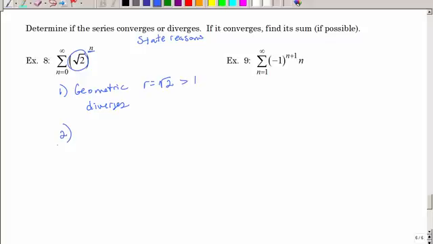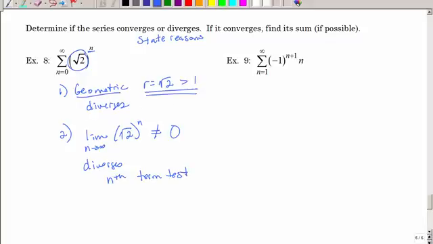Option number 2 is to use the Nth Term Test. The limit as n approaches infinity of the square root of 2 to the n does not equal 0, and so we could say it diverges because of the Nth Term Test. So somewhere along the line, I've stated my reasons. I'm saying it's geometric, this is why it diverges, or I use the Nth Term Test. Don't have to do both, but you have to pick one and again give your reasons.